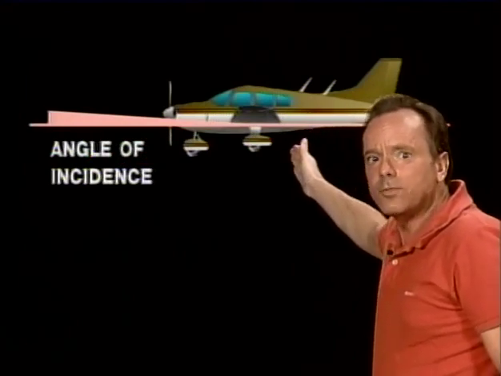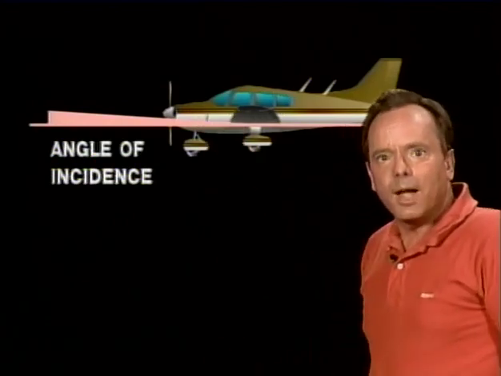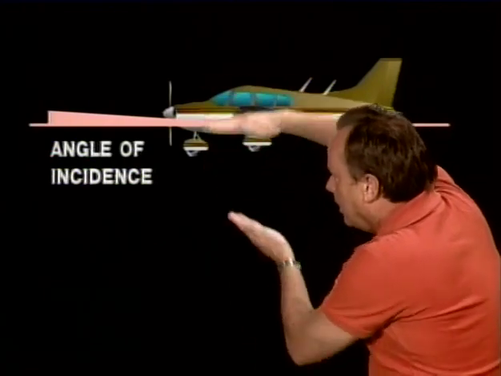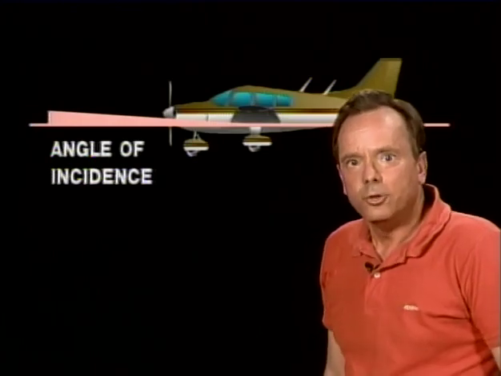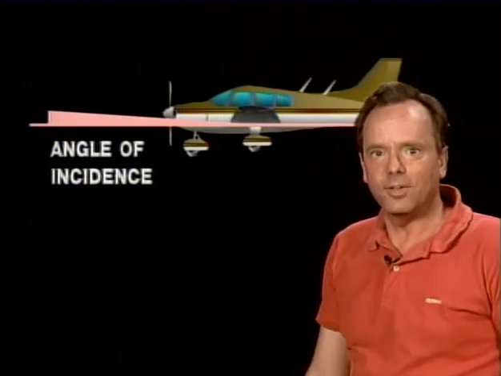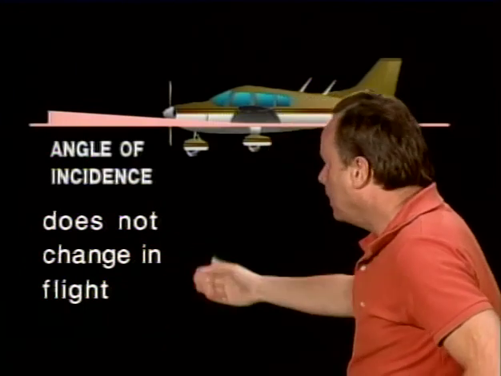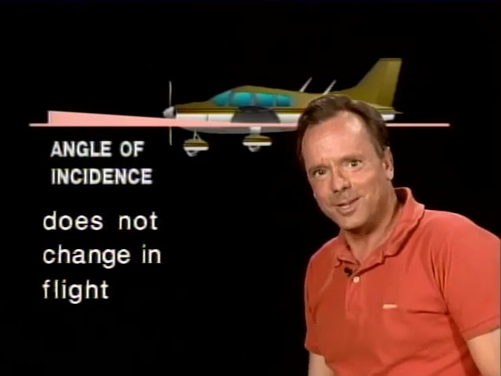They say the angle of incidence is the acute angle, that means the small angle, formed by a line parallel to the wing chord, because you might need to move it up or down to get it near the longitudinal axis, and a line parallel to the longitudinal axis of the aircraft. That's essentially the same thing I said earlier, but that's just FAA talk. Now, the angle of incidence of an airplane does not change in flight unless you crash the airplane. Then you do change the angle of incidence of the aircraft.